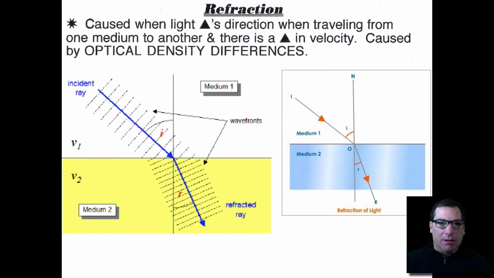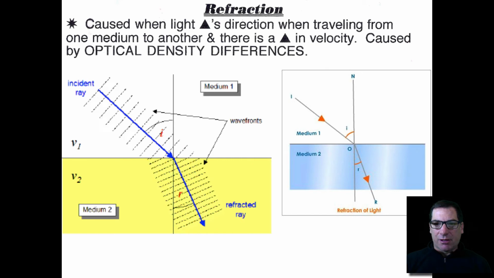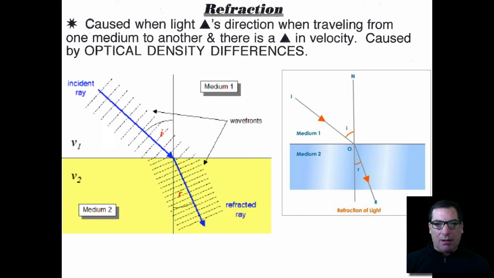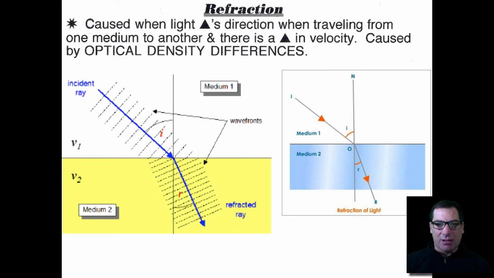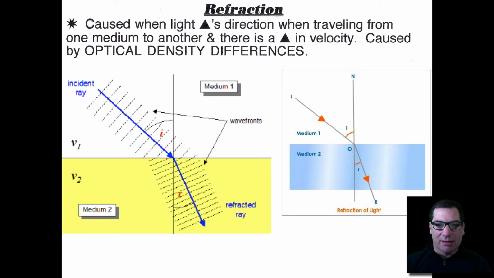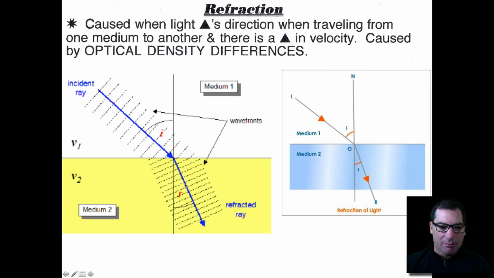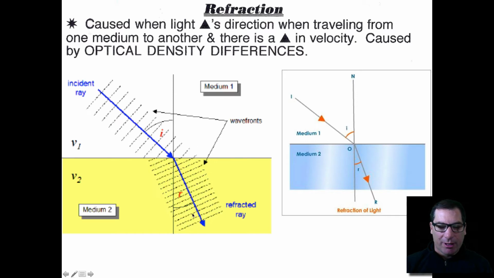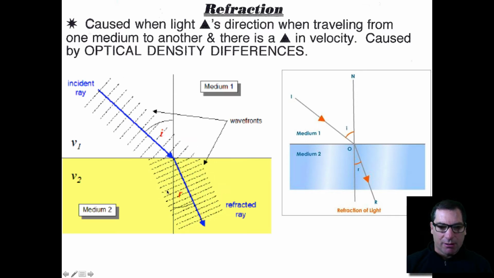So, refraction is when light changes direction when traveling from one medium to the other, and therefore there's a change in velocity or speed of the light. This is caused by how optically dense the light sees the material. Optical density is considered to be what's called the index of refraction. As you see these little wavefronts come in, they see a material here, medium 2, which is more dense, they will bend towards the normal. And the normal, as we always learned, is drawn perpendicular to the surface.